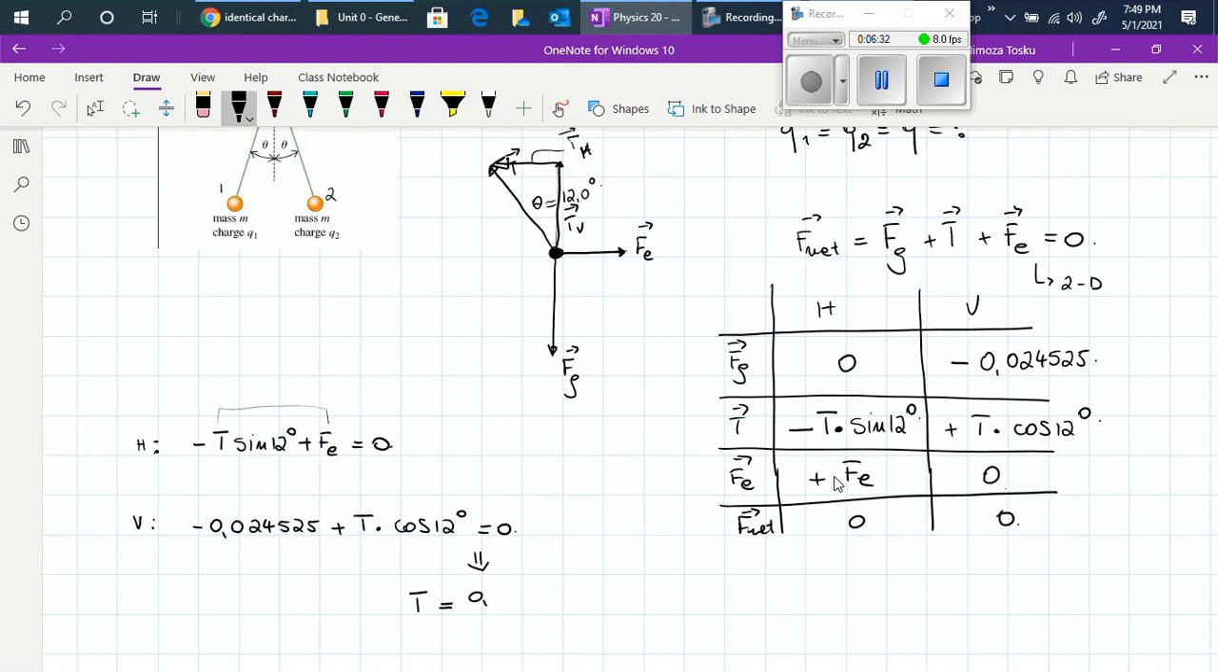So this will be 0.024525 divided by cosine 12 degrees. Make sure that the mode of your calculator is on degrees. Then the tension will be 0.0251 newtons.